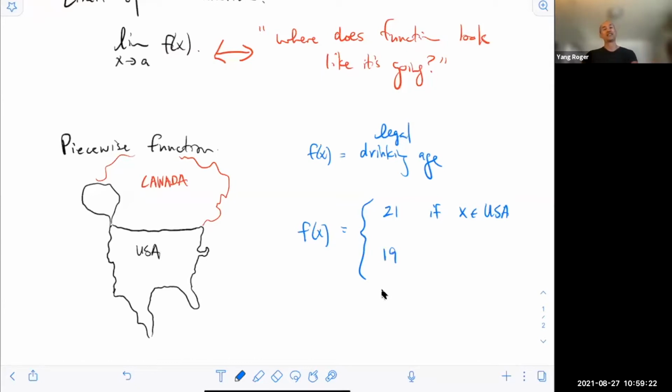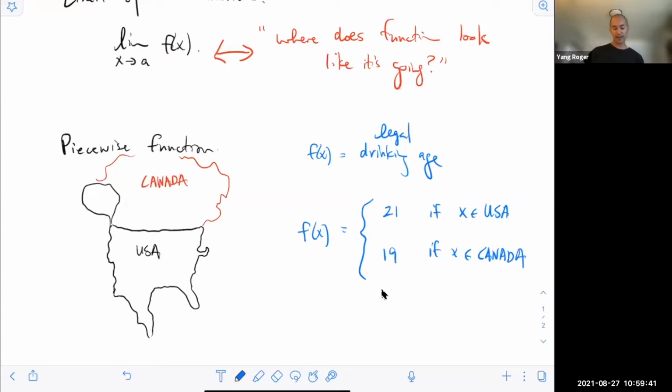pieces. But Jason, if we knew exactly which parts of Canada were 18, which parts of Canada were 19, then I could take my map and I could divide it into different, like more pieces. So this is going to be 19 if x is in Canada.